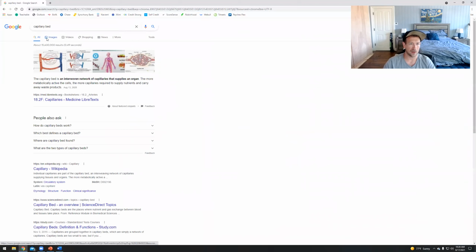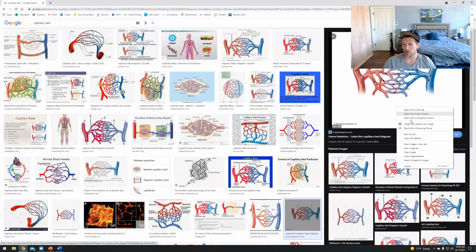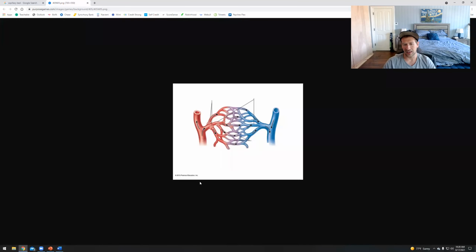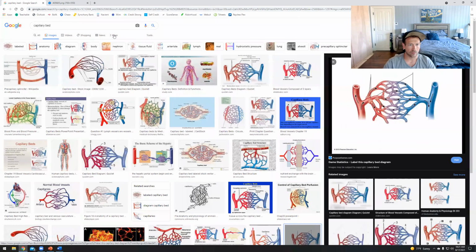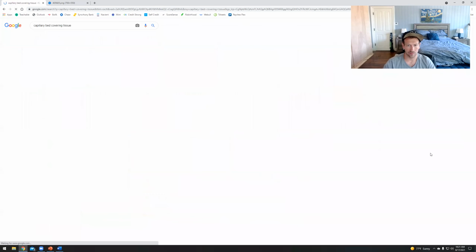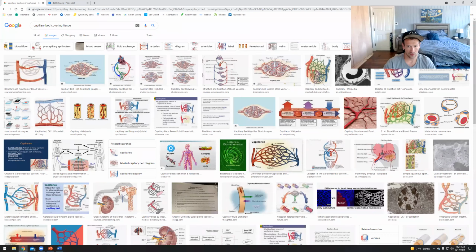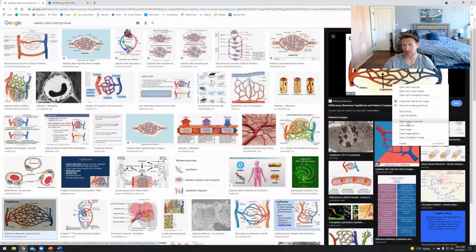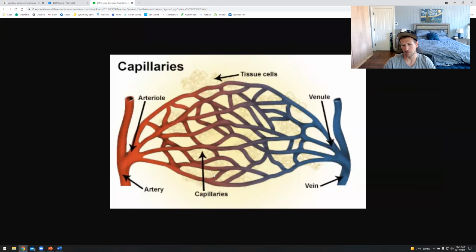So if we look at a capillary bed here, they look something kind of like this, right? You can see this would be an artery becoming an arteriole, and then it would branch down, and then it would just cover tissues. It's kind of the same picture, but you can see there's a little bit of tissue in the background there, right? It would be this webbing that kind of covers your cells.